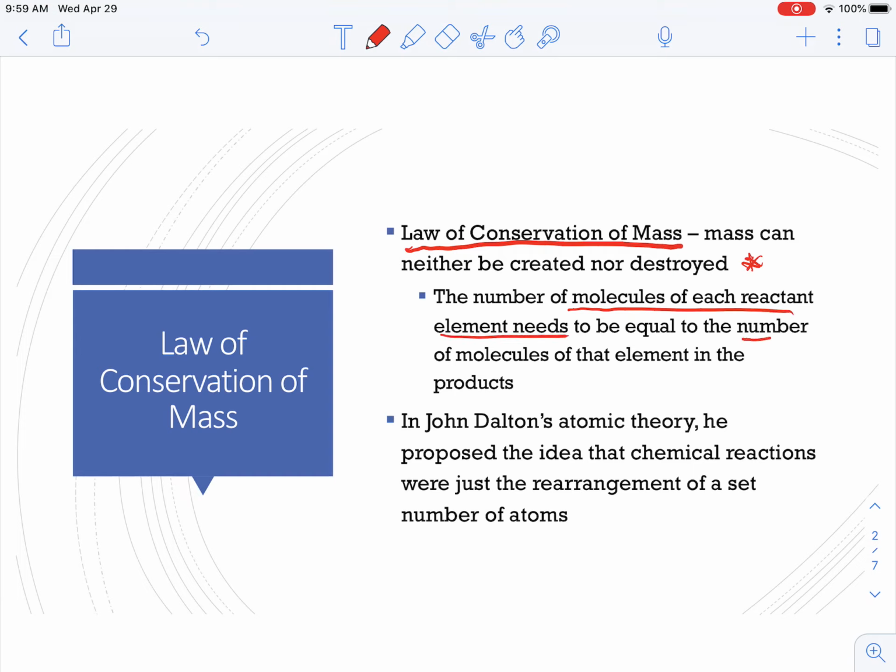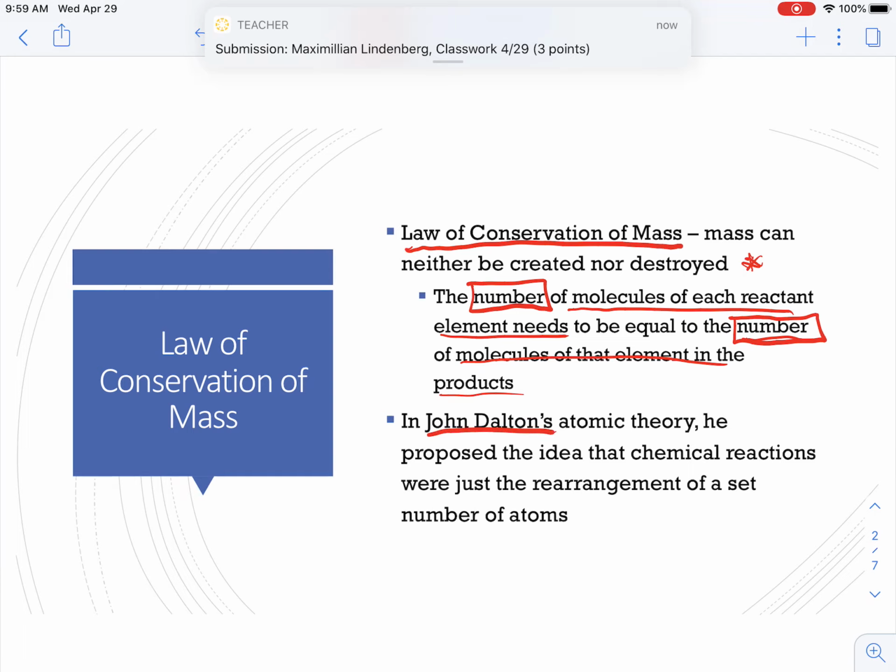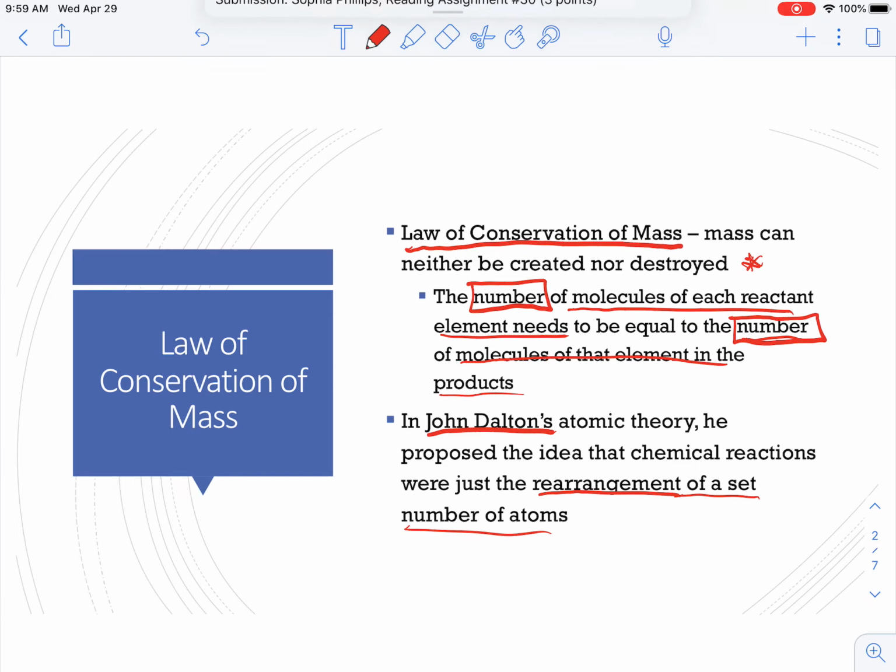So when we think about what this means in terms of conducting a chemical reaction, John Dalton proposed this idea that all chemical reactions are just the rearrangement of a set number of atoms. So you have a particular group of atoms, different compounds bonded with each other, and these reactions are really just the breaking and reforming of bonds. The way that this rearrangement takes place is that we're going to break and then reform the bonds that hold atoms together in a different combination.